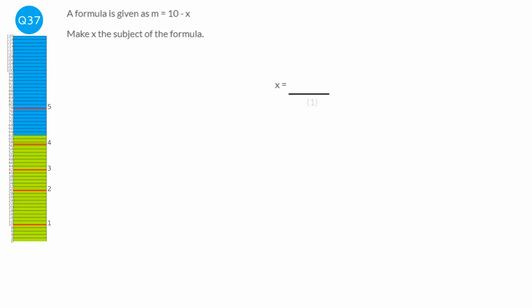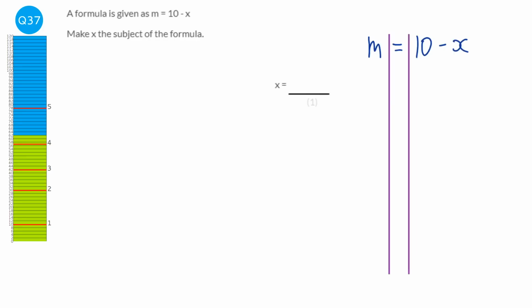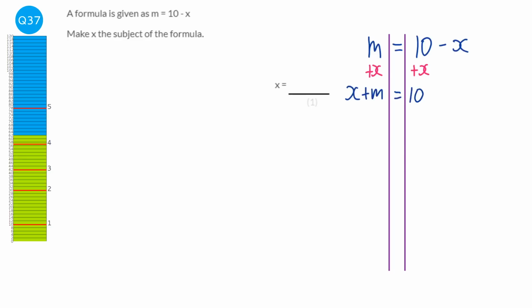To rearrange this, I'm just going to write out the equation again. And I'm going to put my lines in. Okay, so the first thing I'm going to do is try and make the x positive, because we're looking to make x the subject of the formula, which means we need it to be x equals. So what I'm going to do is just add x both sides. So we've got x plus m equals 10. Then we want to get rid of anything on the left hand side that's not this x. So we want to get rid of this plus m. So we're going to do that by subtracting m both sides.